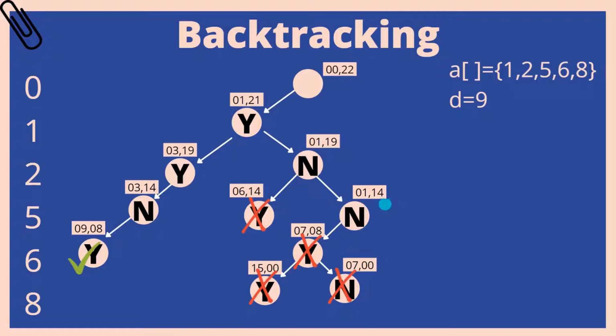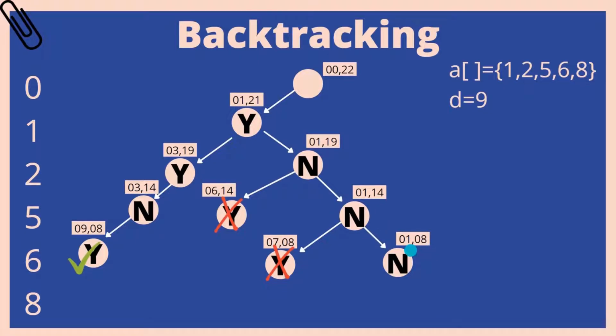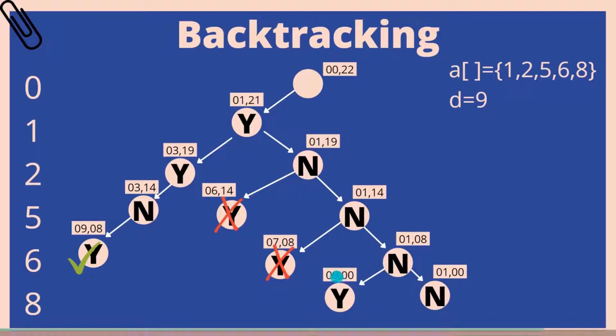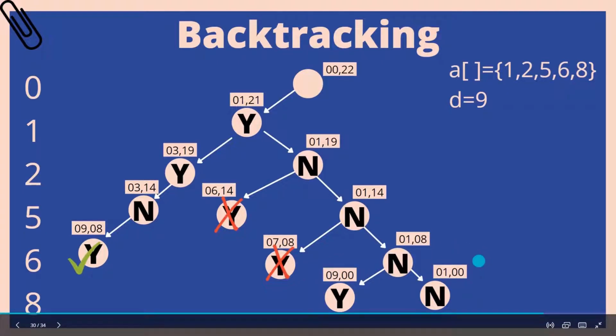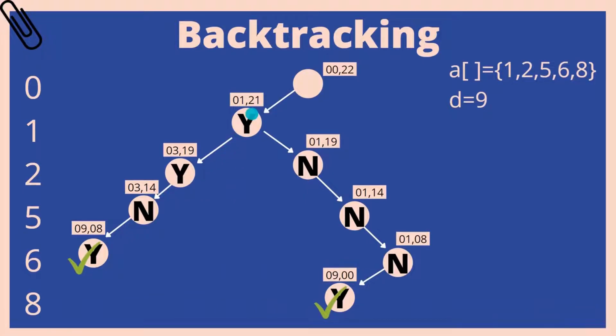So let us consider 6 now. After taking 1, we didn't take 2, and we don't take 5 also. Now let's take 6. So now our last option is either include 8 or don't include 8. If we include it, we will get the answer 9, and if we don't include it, then we will get the sum as 1. So here we can see that we are getting the solution 9. So this is also one of our solutions. So we'll consider that. We got our two solutions, that is including 1, 2 and 6, and the other solution is including 1 and 8.